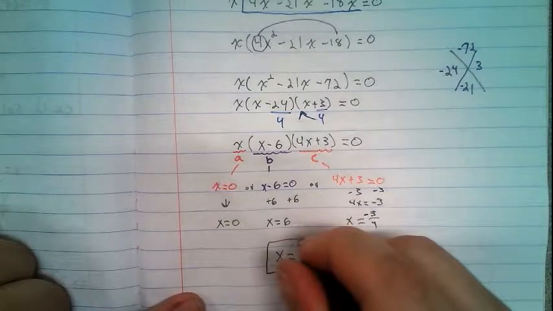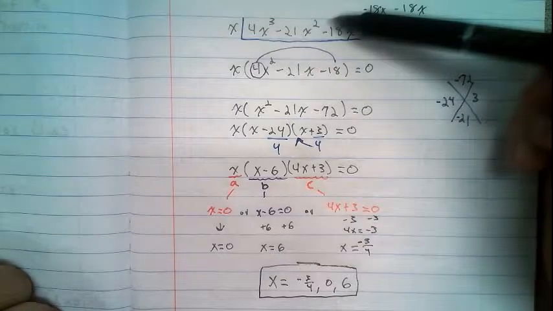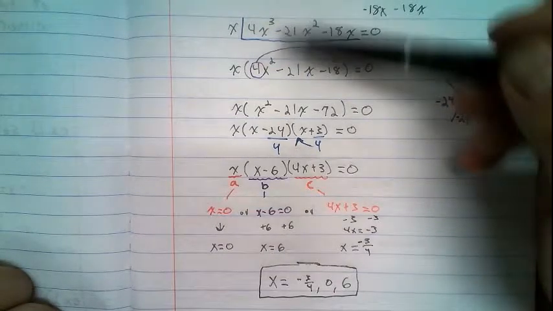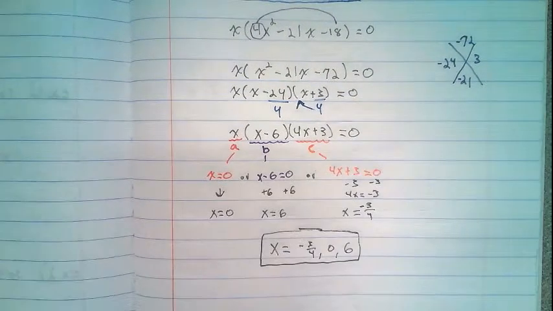And so if you recall, I did say that if our exponent is 3, we're probably going to have 3 solutions. So that's how you solve by factoring.